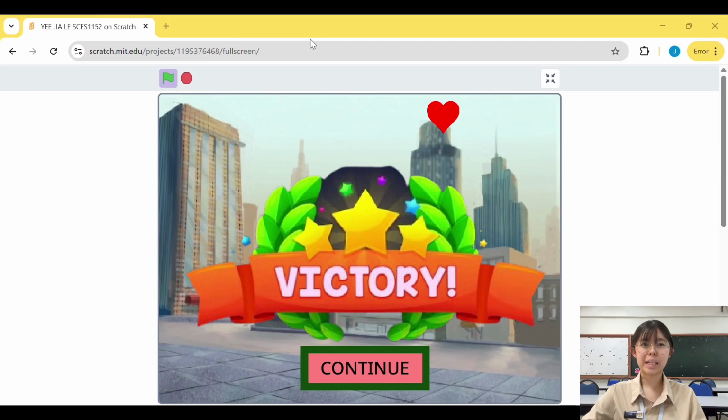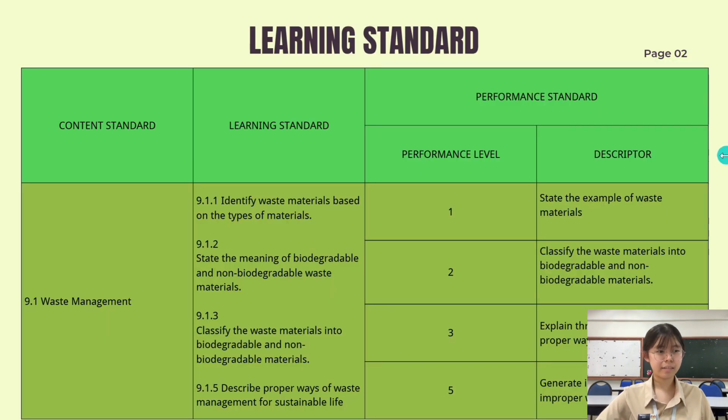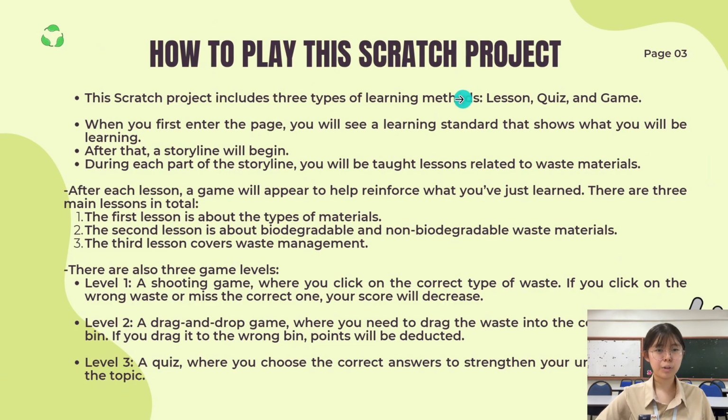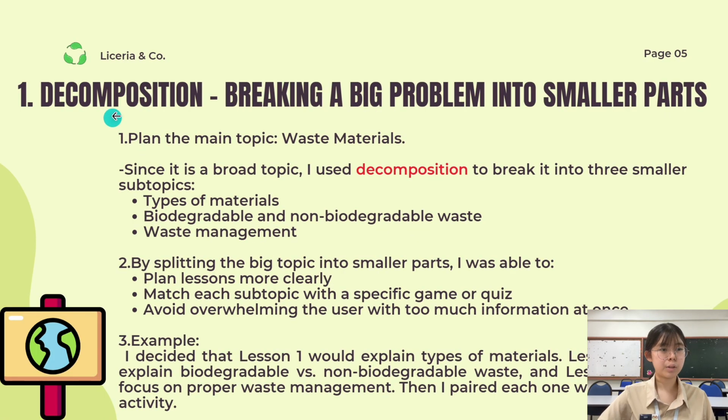Before we continue to explore my Scratch project, I would like to share some CT skills that I have used during developing this Scratch project. This is the learning standards, and this is about how to play the Scratch project. And this is the CT skills that I have used in my Scratch project. Number 1 is decomposition, number 2 is pattern recognition, number 3 is abstraction, number 4 algorithms, and number 5 is evaluation. So the first one, decomposition, breaking a big problem into small parts.